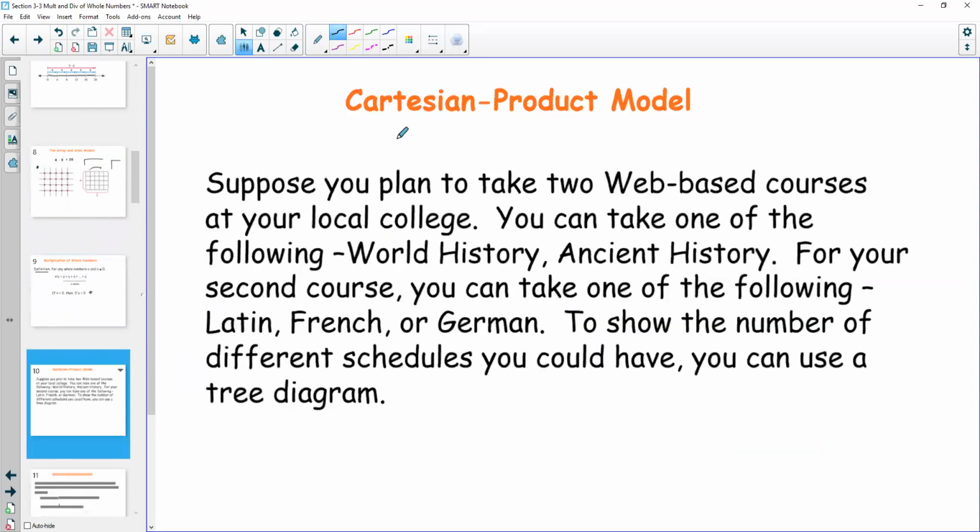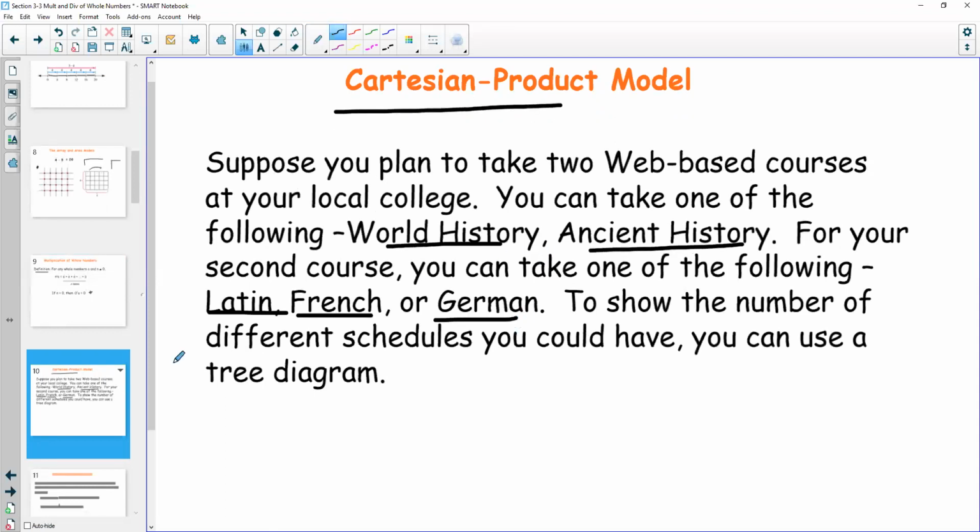A Cartesian product model really sounds much scarier than it actually is. So you're going to take 2 web-based courses at college. You're going to take one of the following, either world history or ancient history. And for your second course, you can take Latin, German, or French. They all sound like a hoot online, right? To show the number of different schedules, you can make a tree diagram.